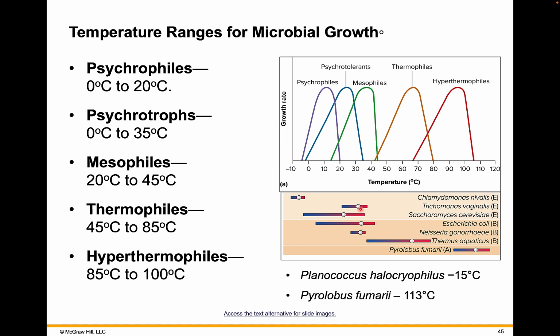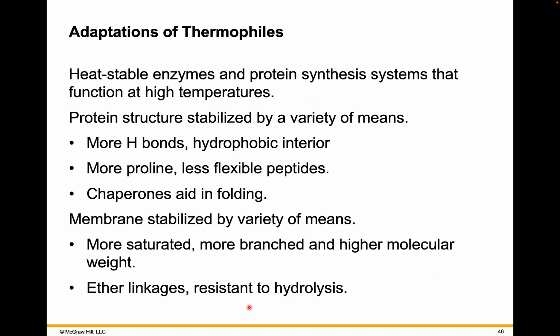coli, Neisseria gonorrhoeae, as well as the Trichomonas, these are all different human pathogens. They are all within the mesophilic temperature range, whereas Thermus aquaticus, Pyrolobus, Chlamydomonas, these are all beyond the range of human or mammalian body temperature and are non-pathogens. So what kind of adaptations do we essentially see for these bacteria or for the archaea? There are heat stable enzymes and protein synthesis systems that function at very high temperature.